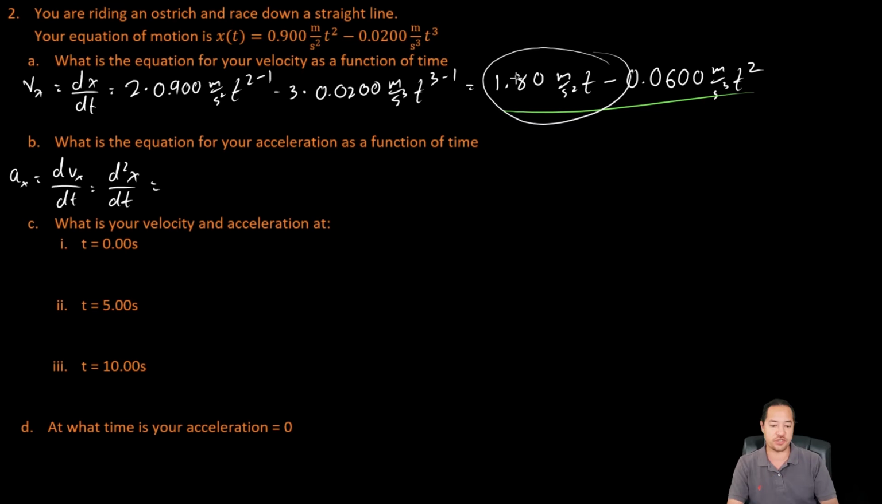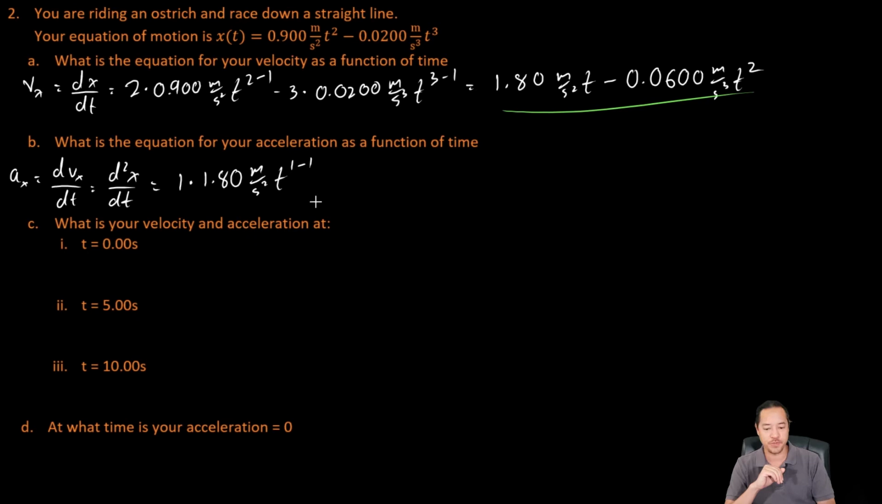So the first term here, it's going to be 1 times 1.80 meters per second squared times t to the power of 1 minus 1, right? And the second term here is going to be, we're going to take this exponent, bring it in front. So that's going to be 2 times 0.0600 meters per second cubed, t to the power of 2 minus 1, right? That's a chain rule. And so we'll simplify it.